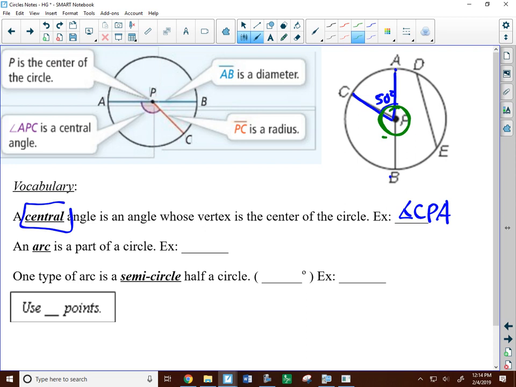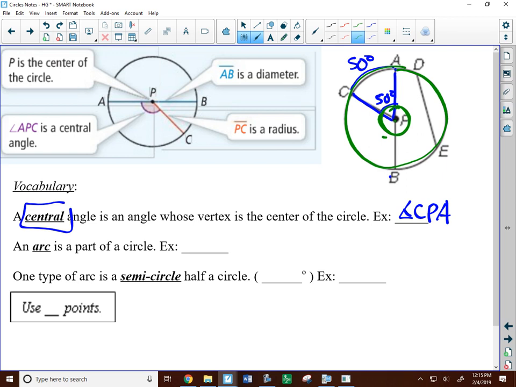So if that's 50, I'm going to say that this arc also has a measure of 50. So the central angle and the arc have the same measure. Tomorrow we'll learn that arcs also have length, but for now they have measure. Just as the central angle is 360, the arc could have a measure of 360 all the way around the circle. This is the way we think of the degree of an arc.